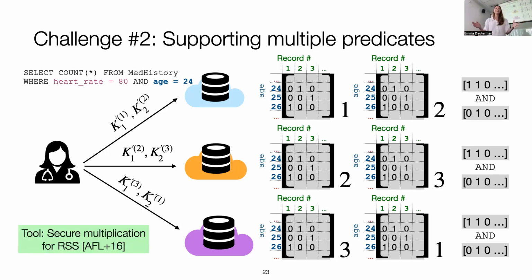So multiplying them together, and we can use techniques that already exist for secure multiplication for replicated secret sharing to do this. That's going to allow us to get the filter for both of these predicates. And if we're computing count, we can just sum all these values together. Some queries, you have to do some multiplication before you sum together.